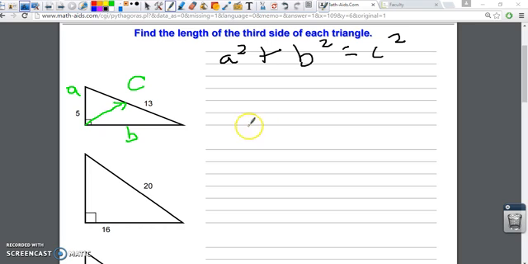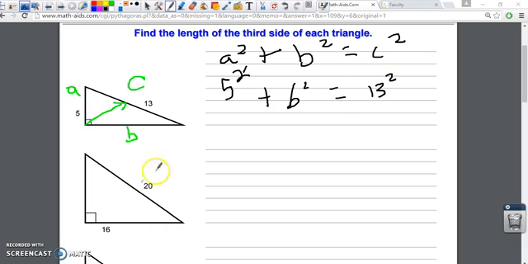All right, so now let's plug in what numbers we have. Do we have an A? Yes, we do. A equals 5. So let's plug that in. 5 squared plus B squared. Do I have a B? I know I don't. B squared, so you bring that back down the way you see it. C squared. Do I have a C? Yes, I do, which is 13.